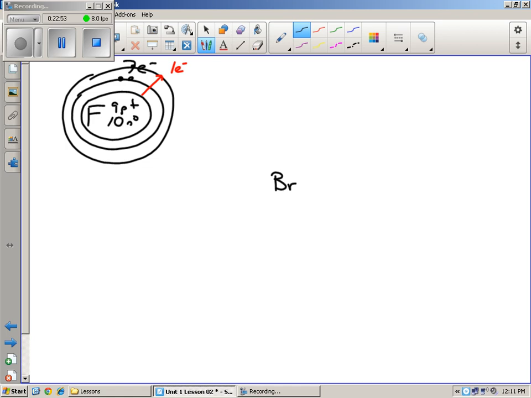Bromine is what, 35 protons, 79.9, so what is that, 80, so 45 neutrons.